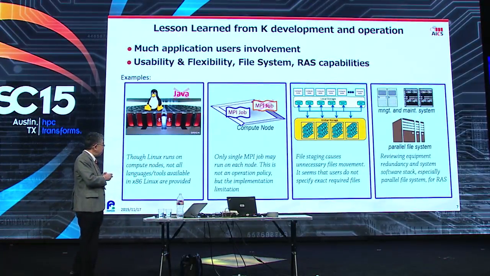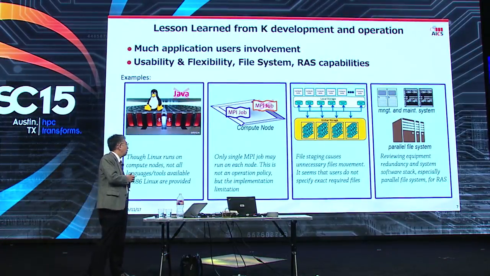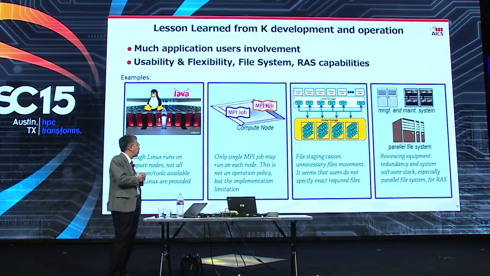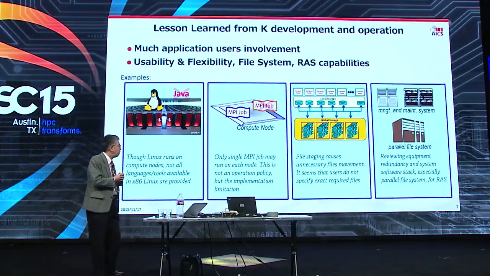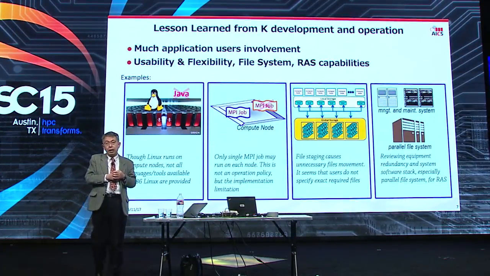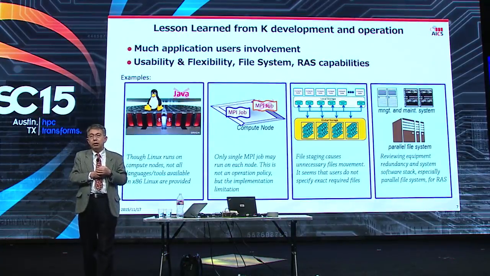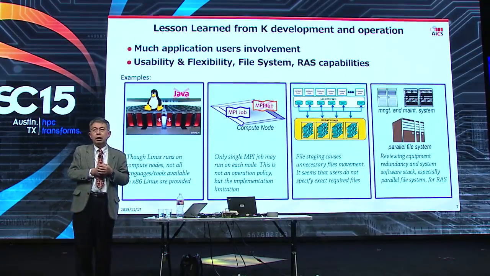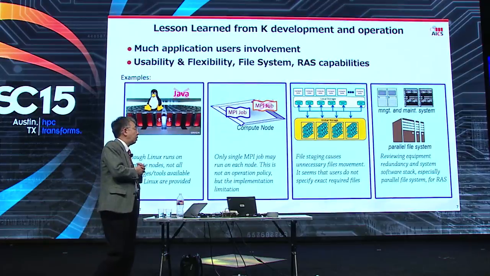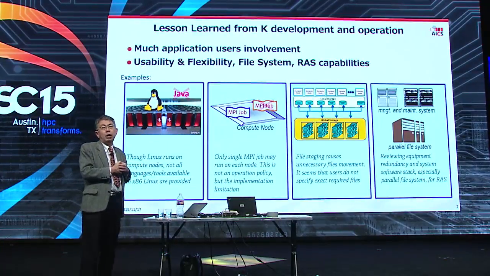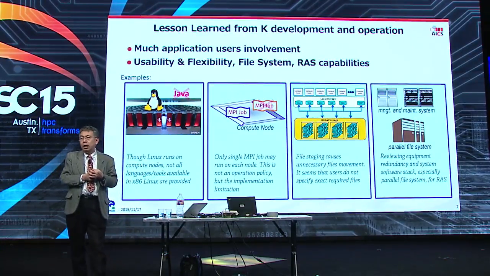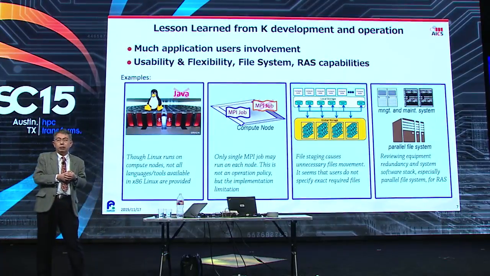And this is the final example. We reviewed the equipment redundancy and the system software stack, especially for our parallel file system, in terms of the RAS capabilities. So now we are designing how much equipment is required for the RAS capability, and also how to survive node and file system failures.